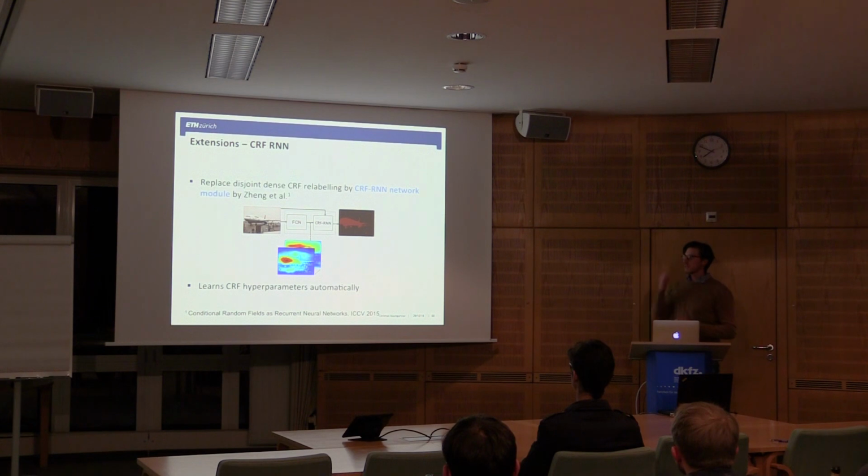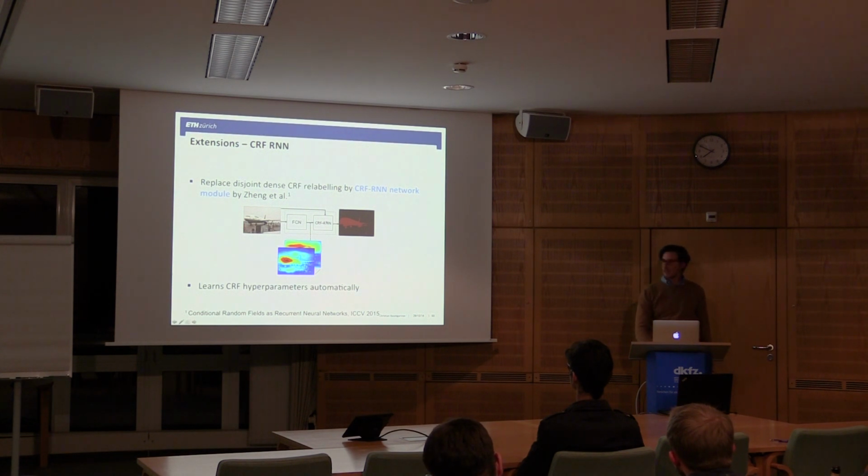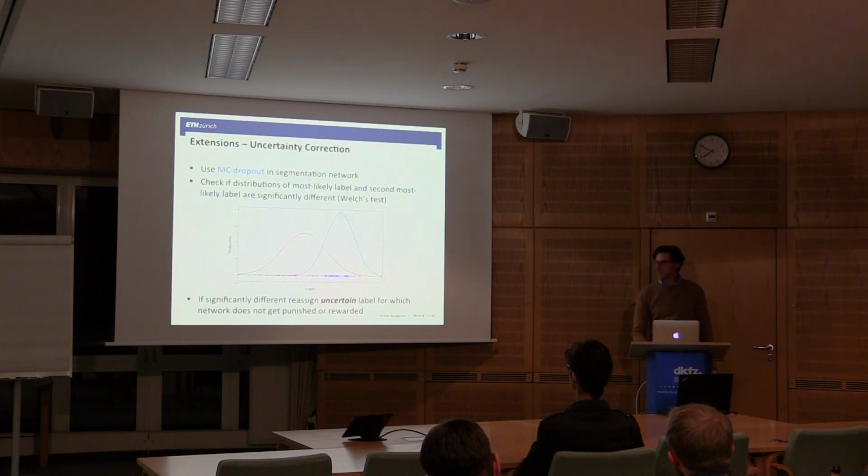Okay. All right, and then in addition to this base algorithm, we had a few small extensions that we tried. One thing was to, instead of using this dense CRF, as described earlier, use this CRF RNN network that was proposed recently, which does the same thing, but you can add it onto the network as an additional module. And the cool thing about this is that it automatically learns the CRF hyperparameters. You don't need to find them in a cross-validation or something beforehand.